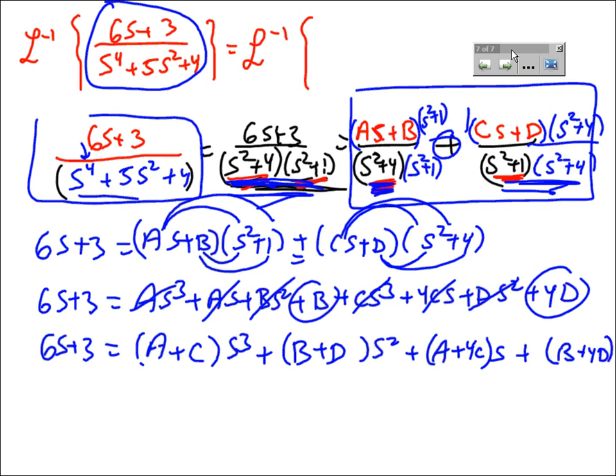6s plus 3 on the left, well, this is the same as 0s cubed plus 0s squared plus 6s plus 3. That is, this should be 0, this should be 0, this should be 6, and this should be 3.